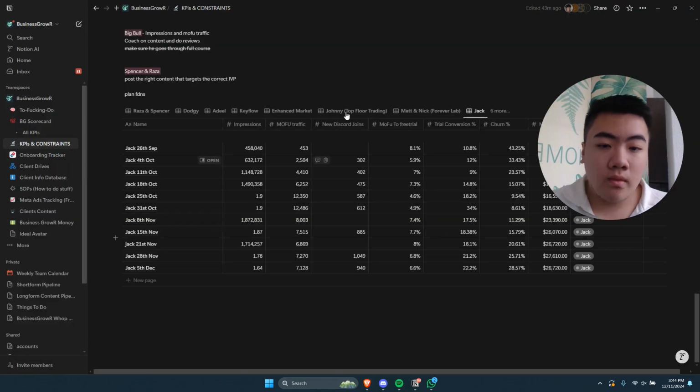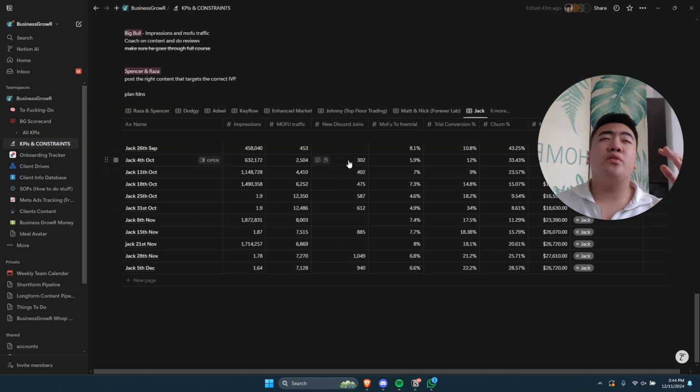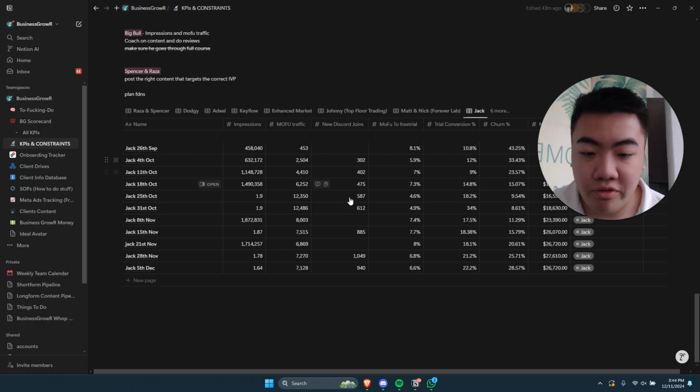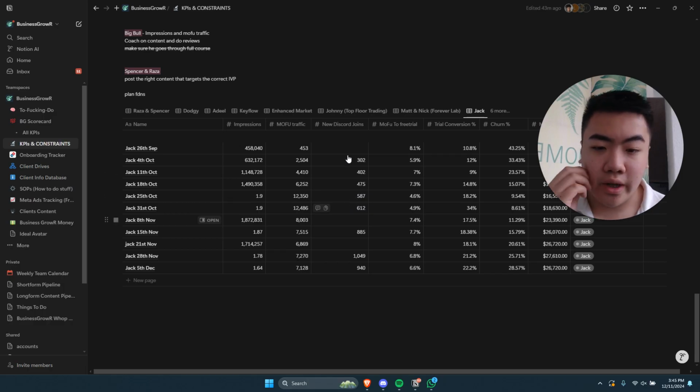And for the new Discord joins, this percentage, I did say you want above 65%. If you're getting a lot of Mofu traffic, it's still ideal to get them in the Discord, but it's okay if this drops off. In fact, I'm pretty sure this is inaccurate. Pretty sure they measured this on the week for some reason. So this would be the amount of joins in the last week. So we just measured that incorrectly. There should be a few thousand.